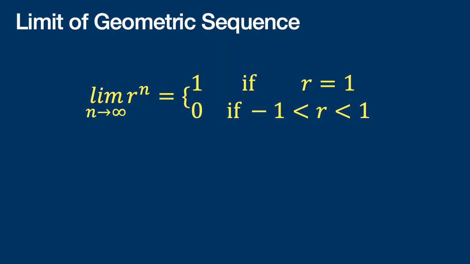So let's summarize the limit of a geometric sequence. If the ratio is 1, the limit is 1. If the ratio is between negative 1 and 1, the limit of the geometric sequence is going to be 0, guys. You should remember that.